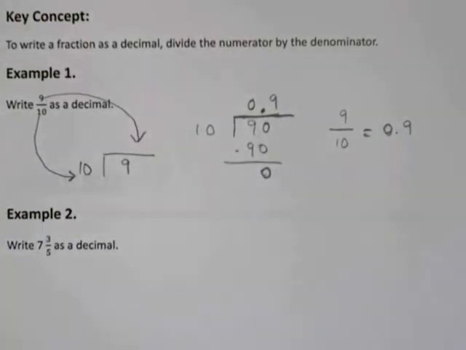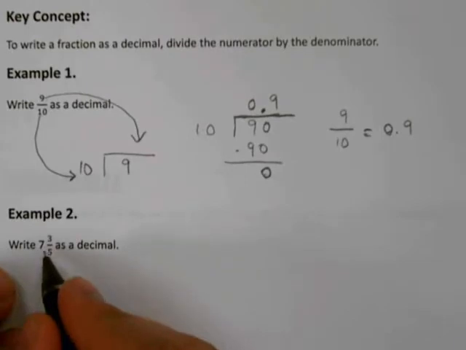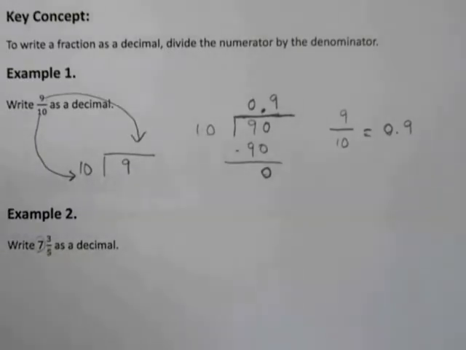All right, let's do example 2. Example 2 now is a mixed number fraction. This is called a mixed number fraction when you have a whole number and then some fraction beyond that.